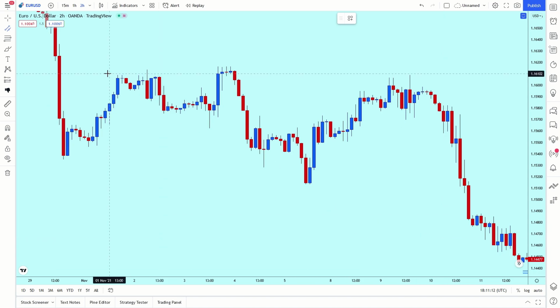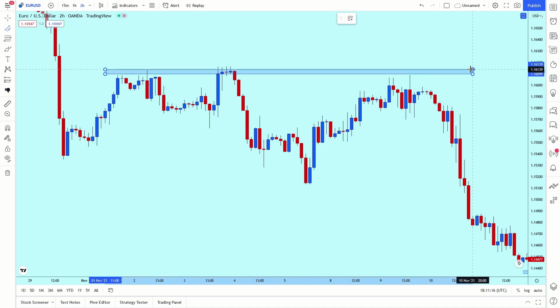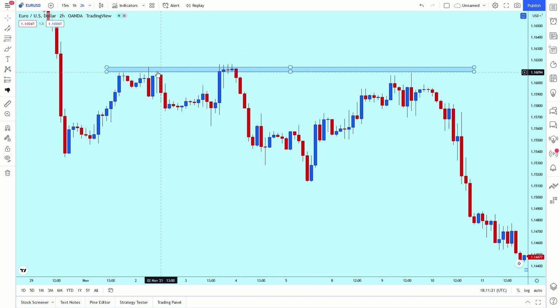Here you can clearly see that this level, or better said zone, acted as a resistance zone. Why? Because price reached this level here, okay, once. This was the first time, so we didn't know what was going to happen next, but here we have an indication that this level is important, okay. Price then moved back again to test this level. Now we have more information because price reached this level twice and failed to break it.